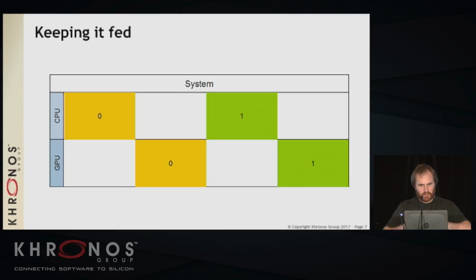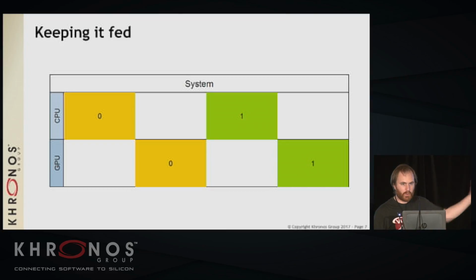In GL, you just did draw, and magically it would happen on the GPU, whereas in Vulkan, you have to take a little bit of thought behind it. A very naive approach might be to generate a bunch of draw commands on your CPU, submit them to the GPU, and then wait for them to come back. If you do that, you're going to get big stalls on each processor as you wait for the other one.